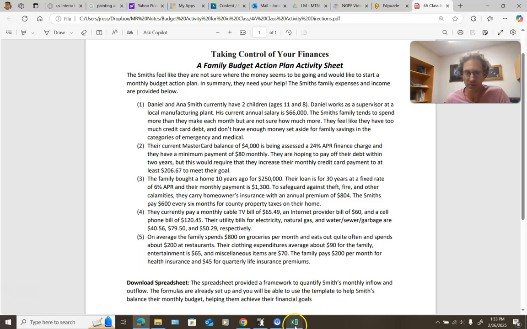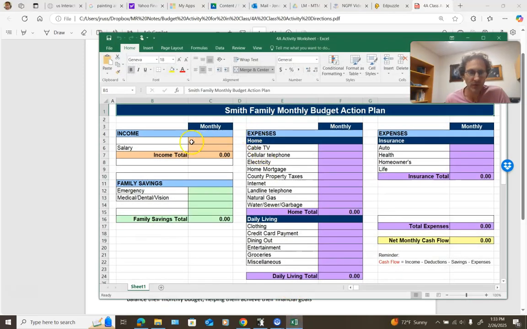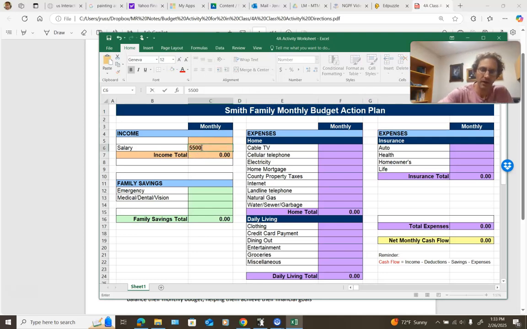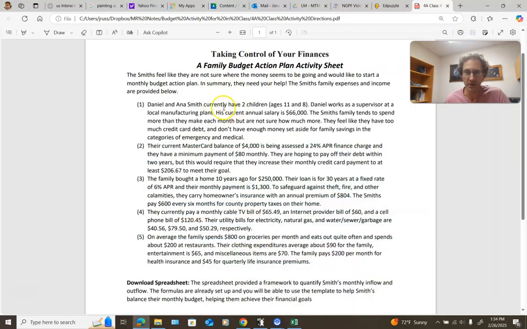Okay, so I'm going to go to my spreadsheet, and under income here, notice it says monthly for everything because this is a monthly budget. Under salary, I'm going to type in $5,500 because that's how much his salary is contributing monthly. Okay, now don't make the mistake of putting $66,000 in here. I have students do that all the time. That's his annual salary. Okay, all right, now I'm going to go back and continue reading.